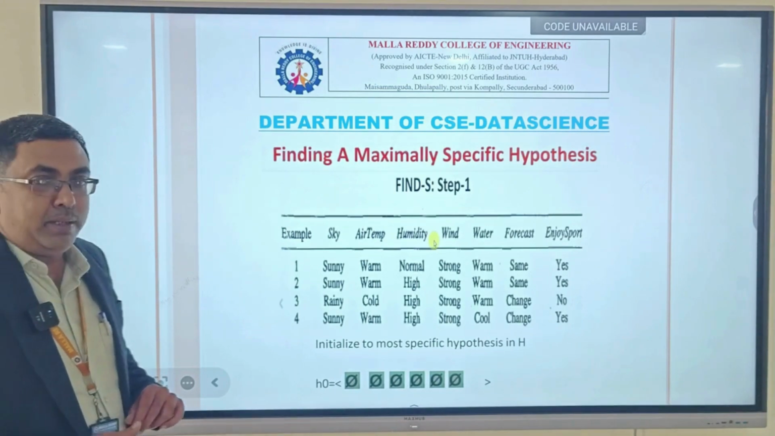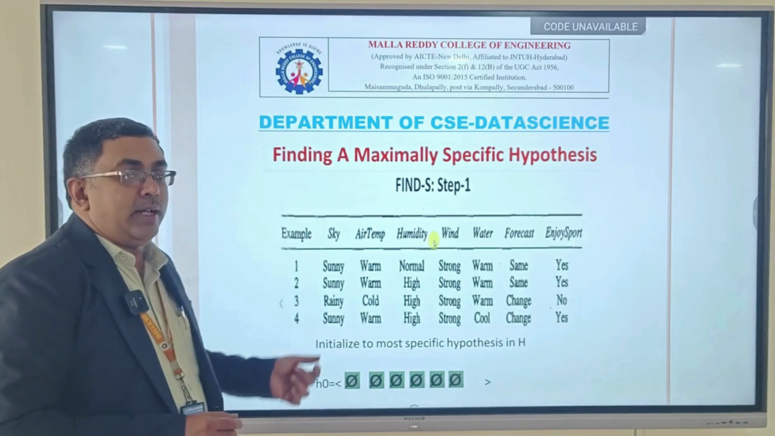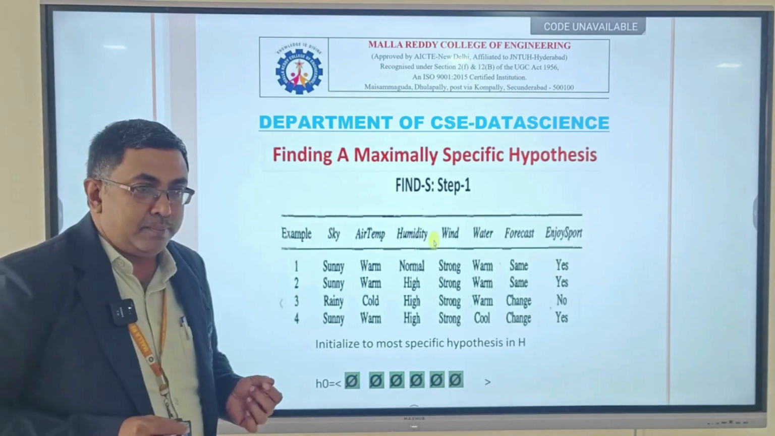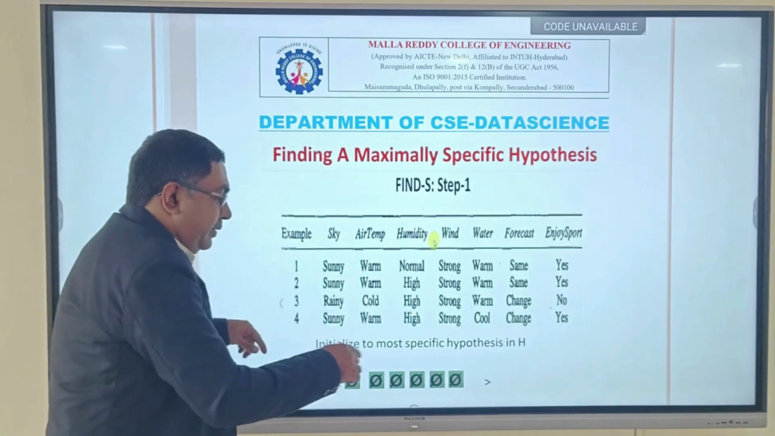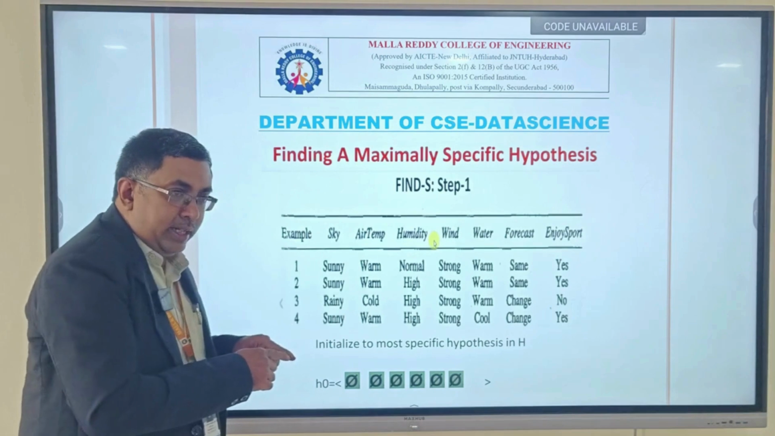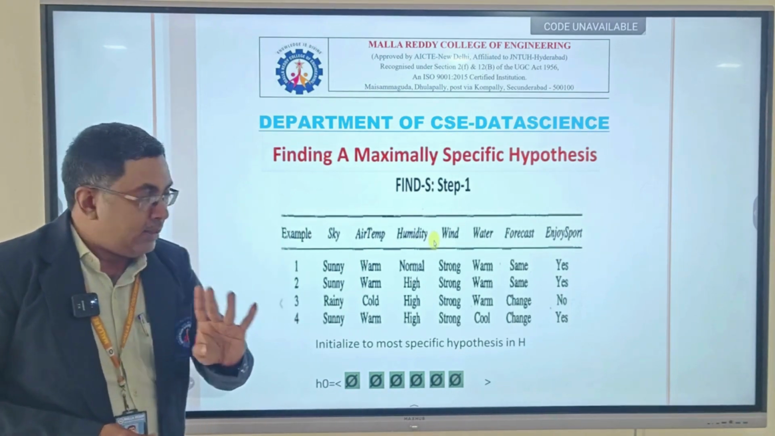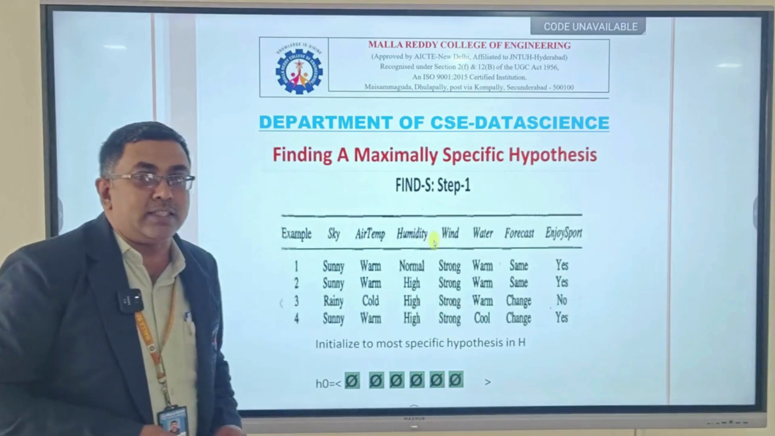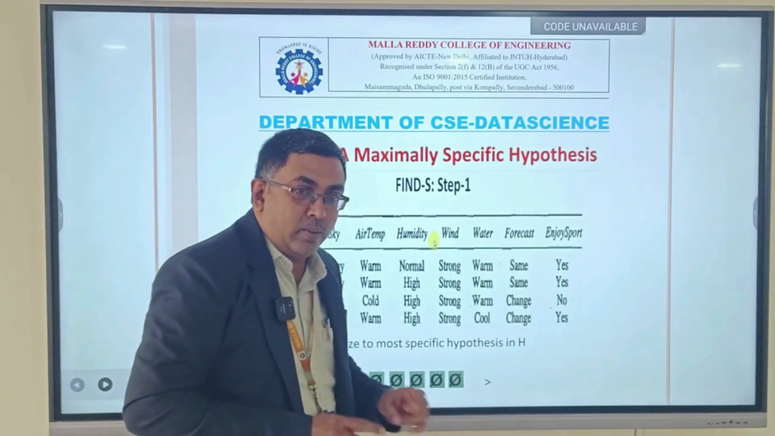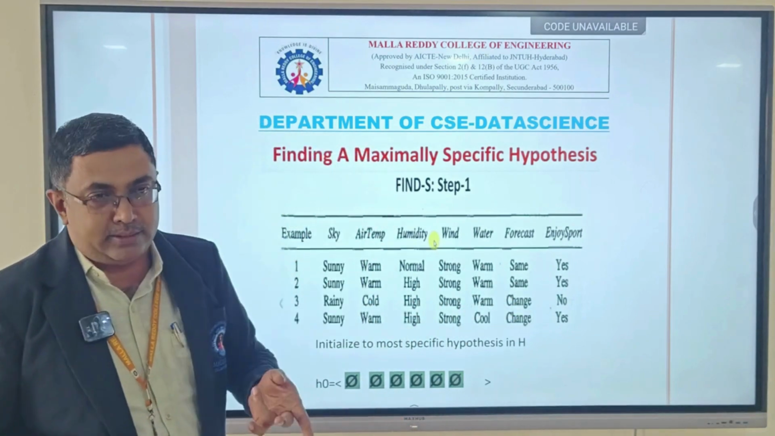Look at the example. Here the objective is to find out how to calculate the maximally specific hypothesis using the Find-S algorithm. This is the training example which is given. As I told you earlier, there are 6 attributes. Point number 2, a total of 4 training examples are given. And if you see the target concept or output, there are 2 categories: one is yes, another one is no. So it is a binary classification.